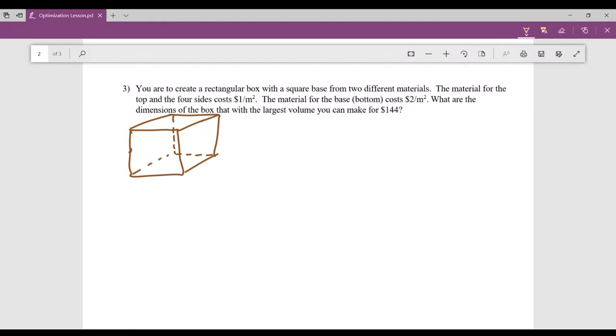Square base again. I like my x's, so x by x. That's h. What are the dimensions of the largest volume? Again, the volume is our equation. Just like the last one, it's going to be x squared h. We want to maximize that, but we have a cost issue.